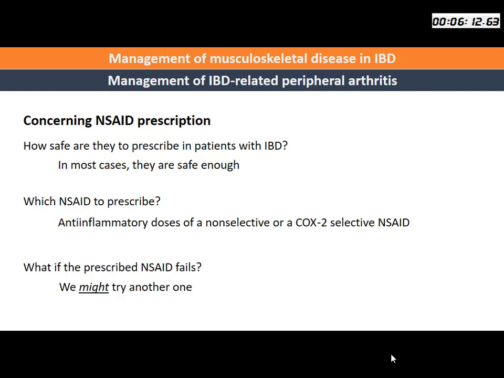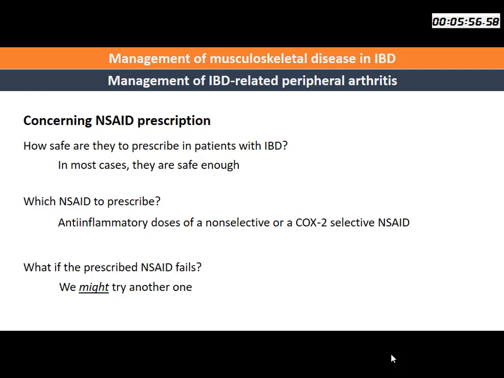What if the prescribed NSAID fails? We might try another one. Why I mention might? Because sometimes the issue is a contraindication or a problem with the NSAID as a family. In that case, we will leave the NSAID family.